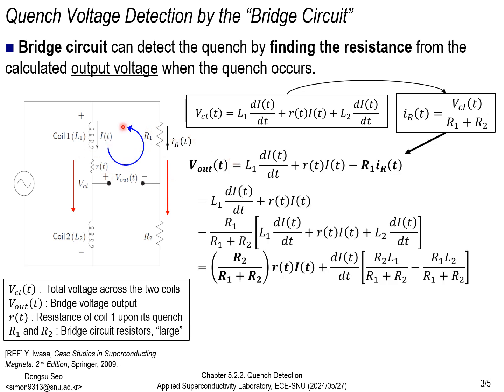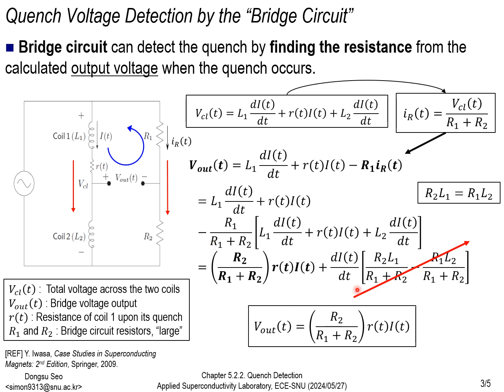The important point from this equation is to keep the R of T term but cancel out the other term. As we equalize the R2 times L1 and R1 times L2, this term cancels out and only the R of T term remains. Finally, we can reduce the original Vout equation to this quench voltage detection equation.